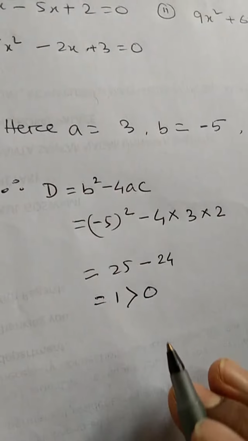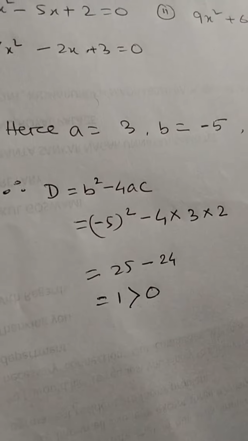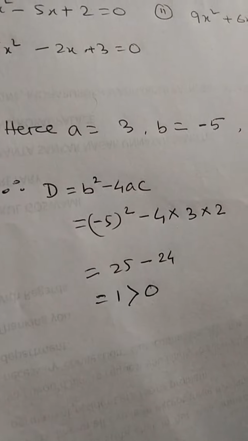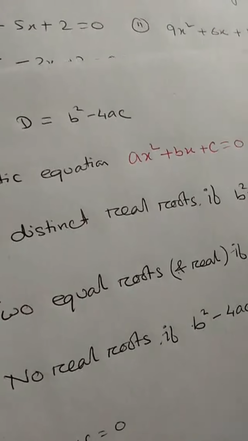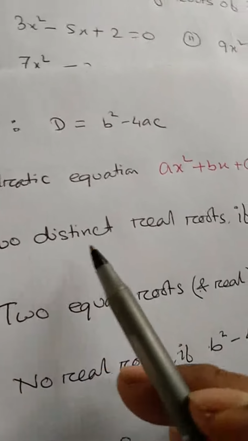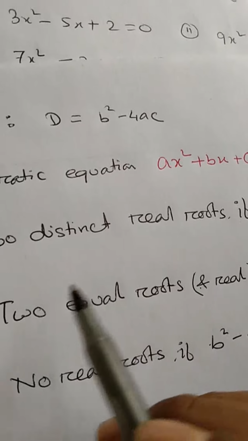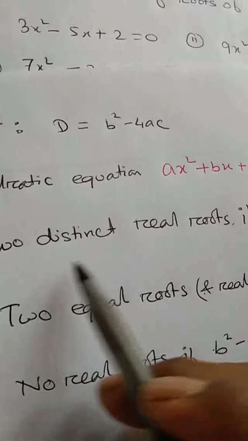Now as it is greater than 0, our condition was that when the discriminant is greater than 0, then we have two distinct and real roots. So as the nature of roots, we have to write this.